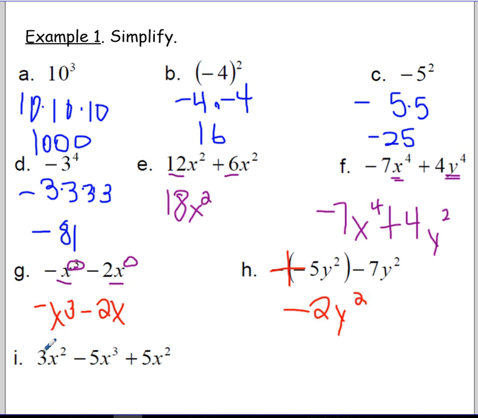And then I has three terms, 3x squared minus 5x cubed plus 5x squared. So two of those three are like terms. We have the first term with an x squared and the last term with an x squared. So we'll combine those two. 3 plus 5 is 8. So we have 8x squared. And then we'll bring down our minus 5x cubed into our answer.